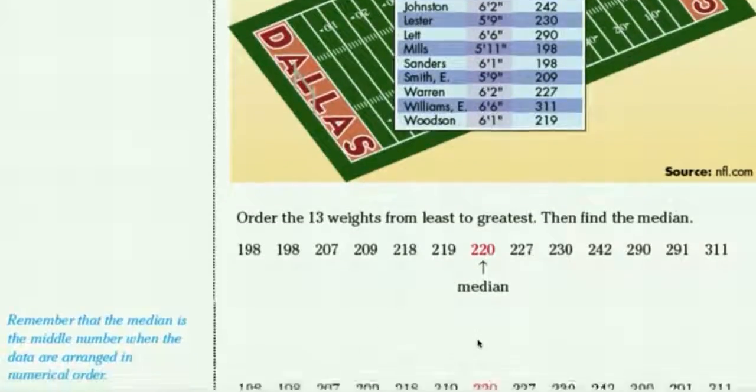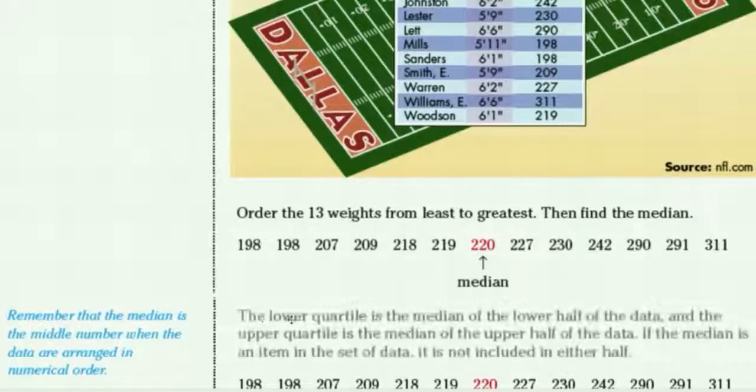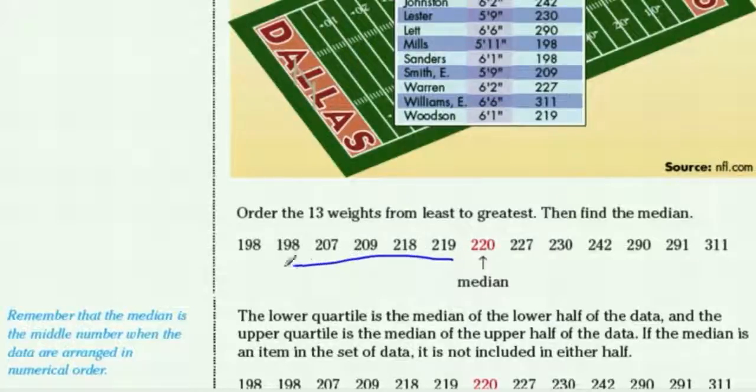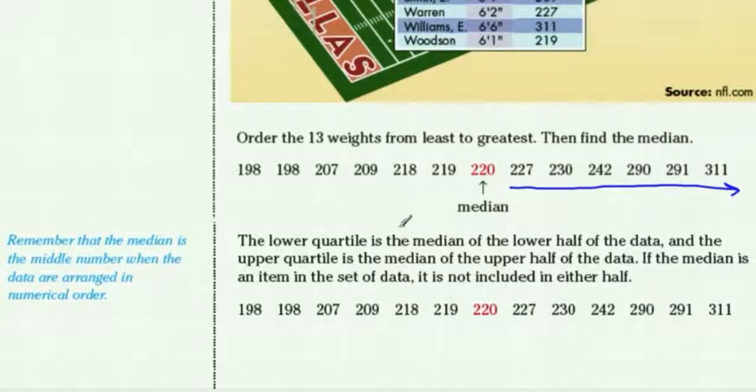To find the lower quartile, remember the lower quartile is the median of the lower half of the data, and this is the lower half of the data right here. From that point to that point is the lower half, and the upper quartile is the median of the upper half, and this is our upper half. If the median is an item in the set of data, it is not included in either half.